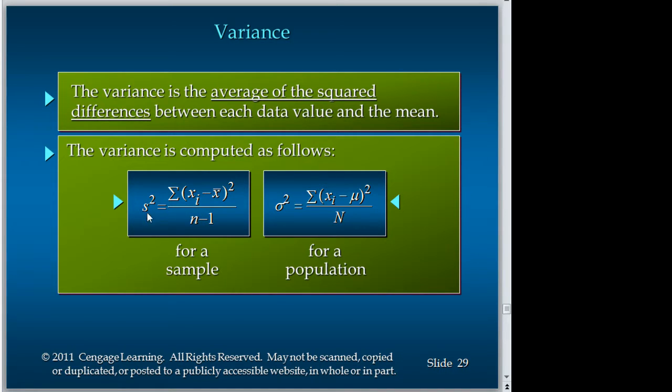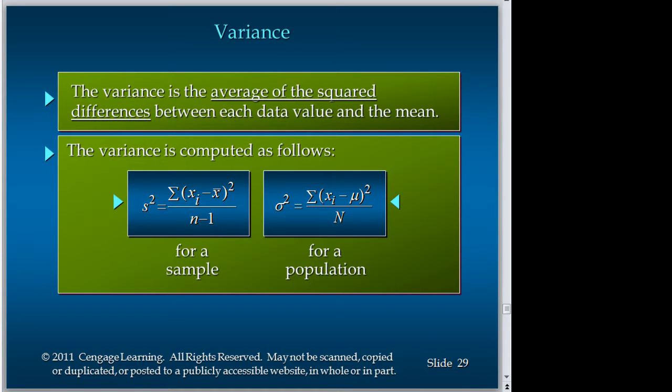Notice that for sample, we use S square as the symbol for variance. This is actually called sigma, the lowercase Greek letter. Sigma square is what we use for the population variance. So I want you to remember S square is for sample, sigma square is for population, right?